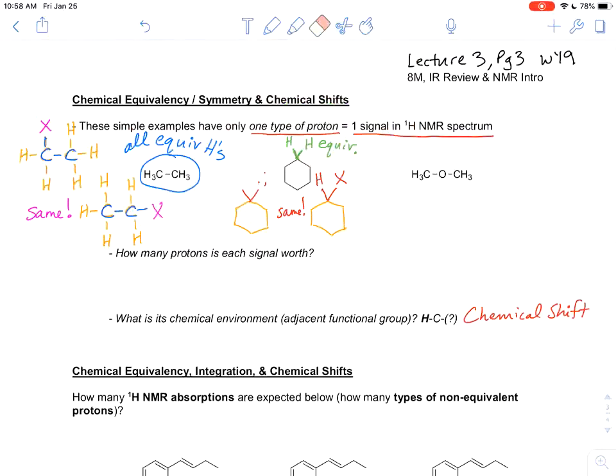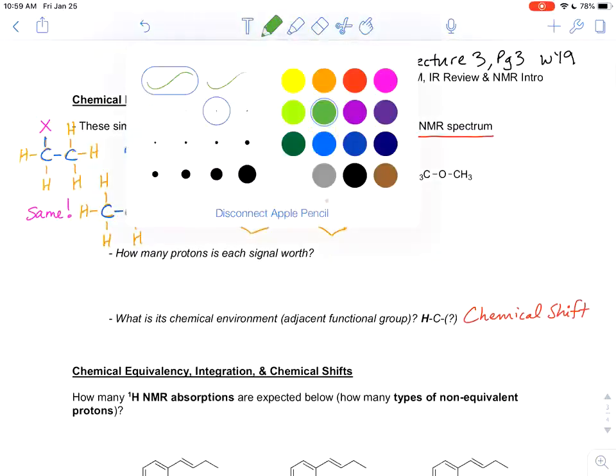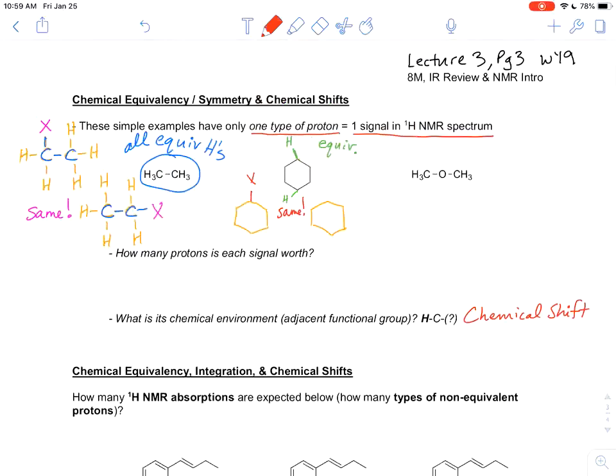I'm going to do the same idea. Let's say we're not sure if the proton on the top and the proton on the bottom are the same or not. So let's say we're trying to figure out, is that one the same as the one that's up on top? You would replace the one on the top with an X and the one on the bottom with an X. And once again, you see that those 2 compounds are in fact the same.